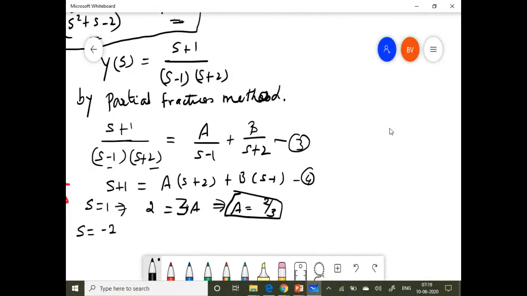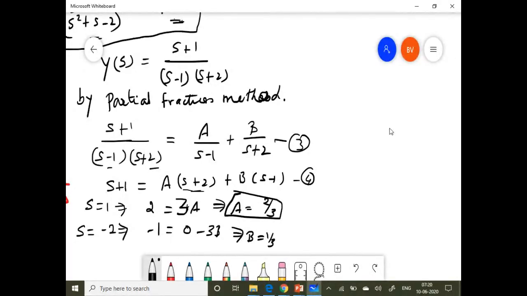s is equal to minus 2 gives... Why should I choose minus 2? It makes this term 0. That's why. Minus 2 plus 1 is minus 1 on the left side. On the right, a times 0, and minus 2 minus 1 is minus 3 times b. This gives b is equal to 1 over 3.